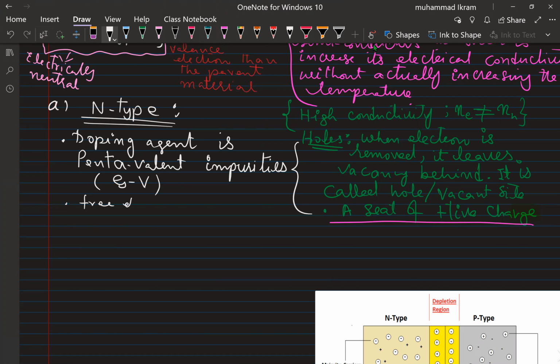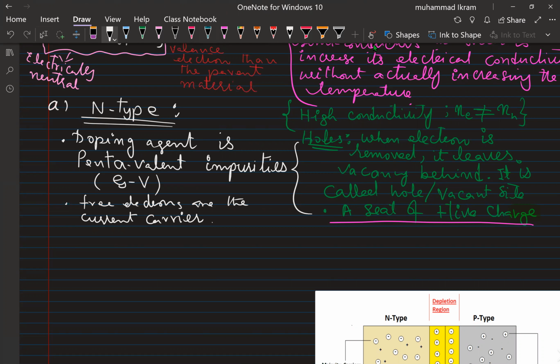Free electrons are the current carrier in this case.